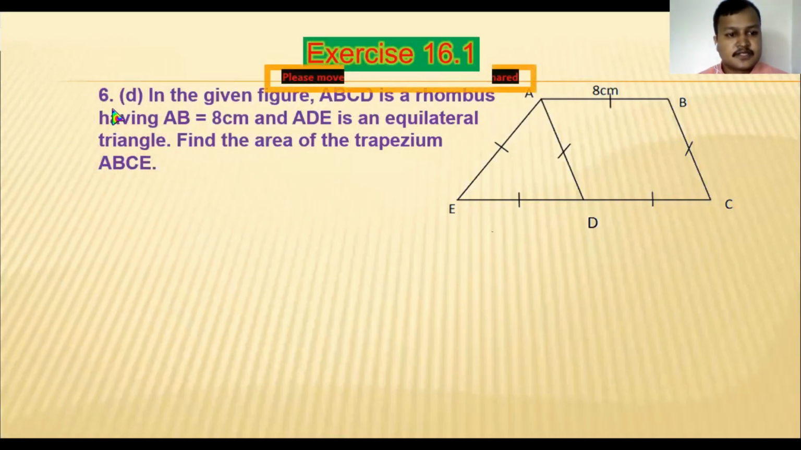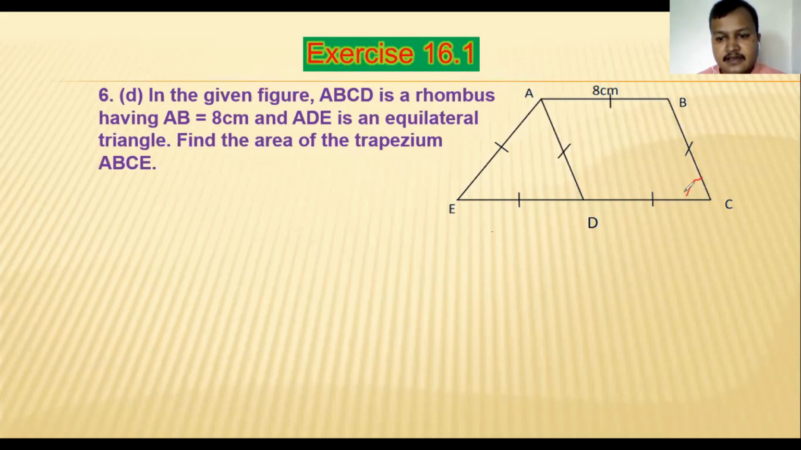We were discussing this question 6D. In the given figure, ABCD is a rhombus having AB equal to 8 centimeter. ADE is an equilateral triangle. Find the area of trapezium ABCE. So for this, at first we have to find this angle, angle C, which is equal to angle ADE, and angle ADE is 60 degree. Angle ADE is 60 degree because the triangle is equilateral. So if it is an equilateral triangle, all angles are 60 degrees, 60 and 60 degree.